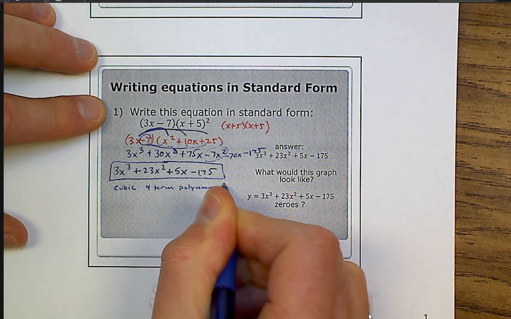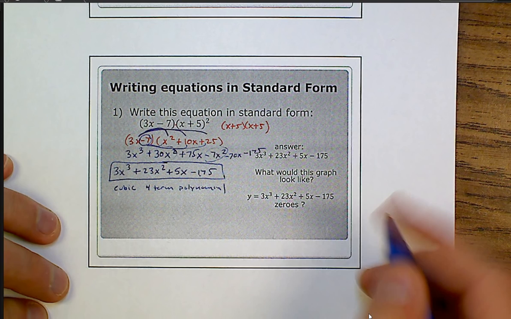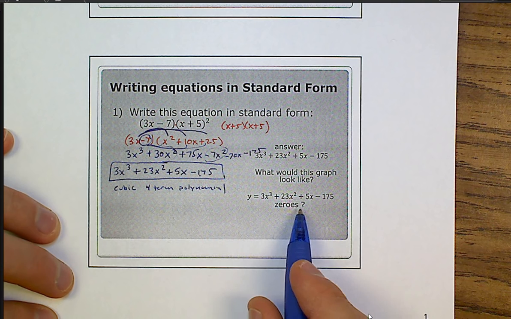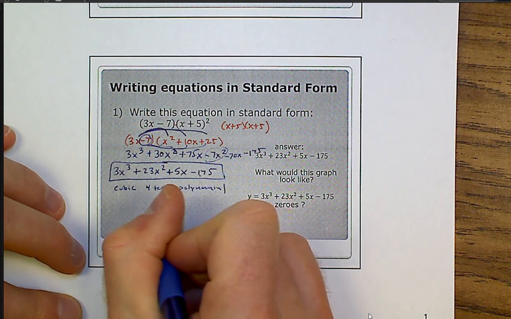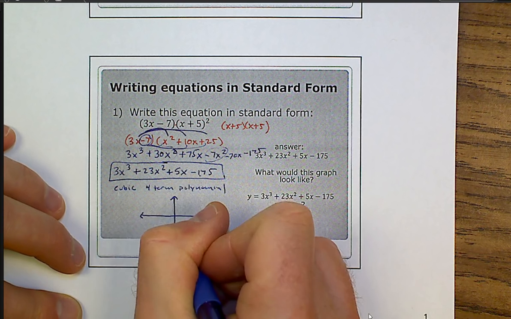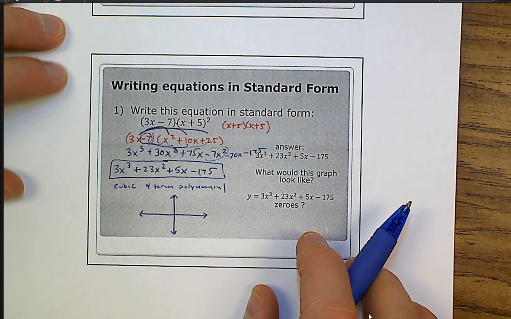All right. Now, it says, this is going to help us out more in the future. It says, what are the zeros? If you remember, when we did our quadratics, our zeros are where it crossed the x-axis.